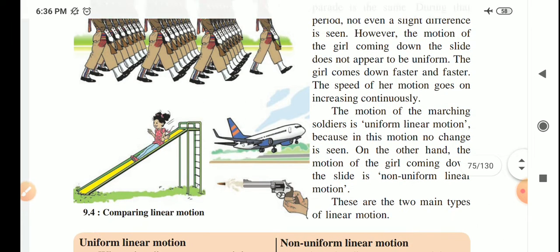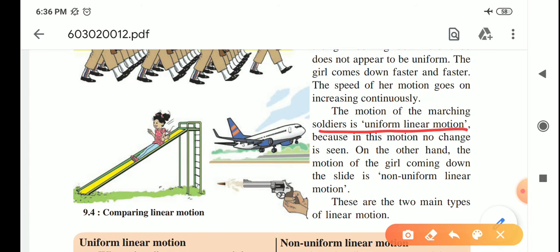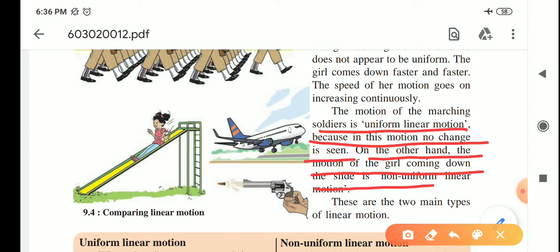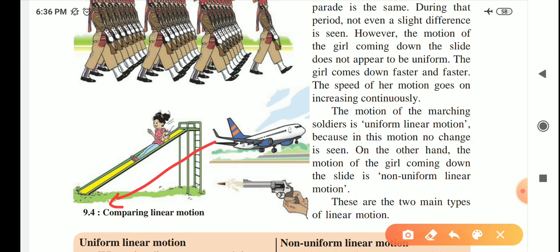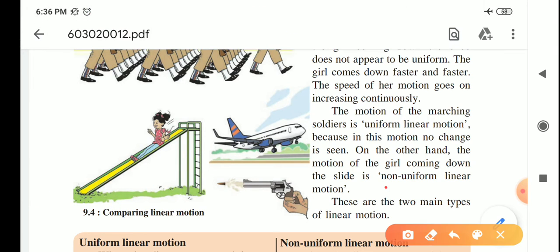The motion of marching soldiers is uniform linear motion because in this motion no change is seen. Now, on the other hand, the motion of the girl coming down the slide is non-uniform linear motion because the speed keeps on increasing in this direction. So this will be called non-uniform linear motion because the motion is in a straight line but it is non-uniform.